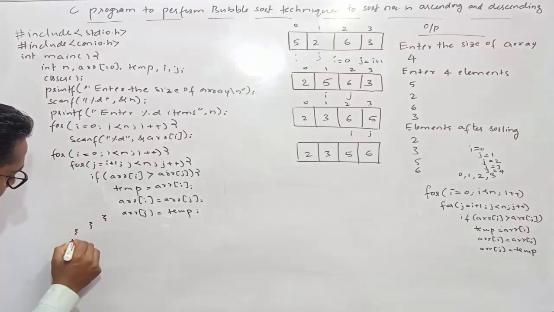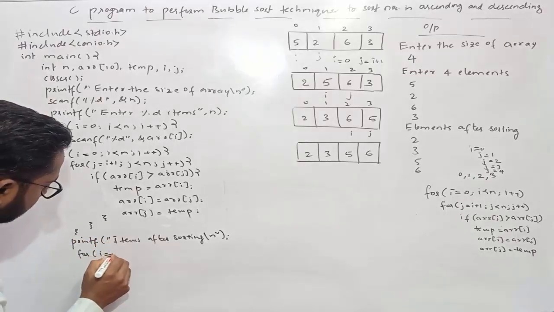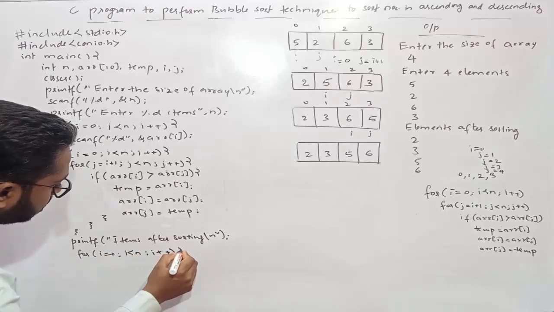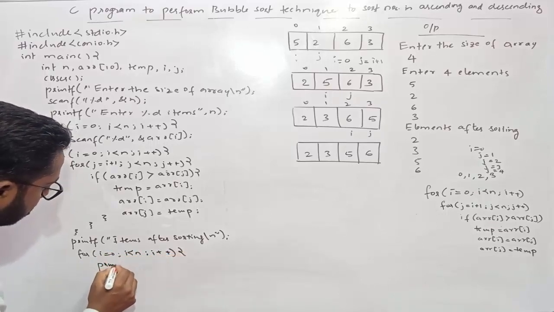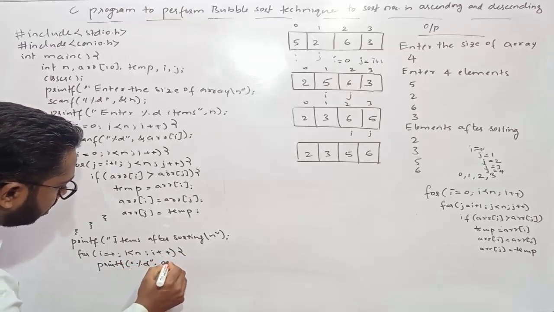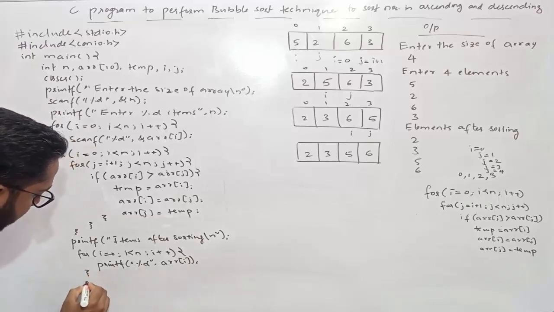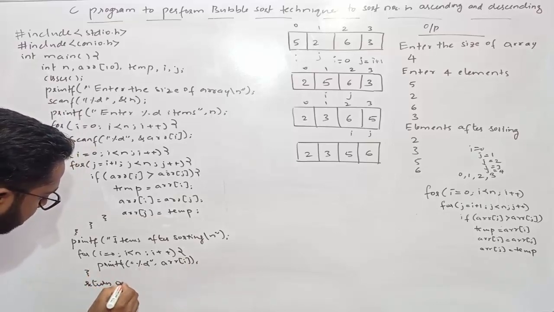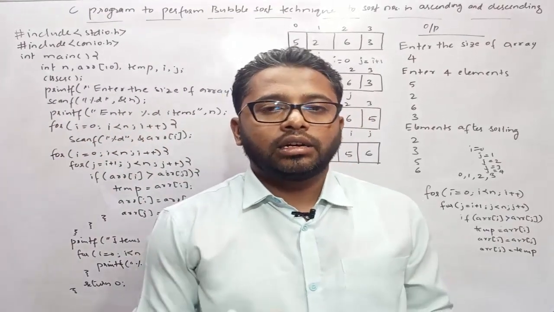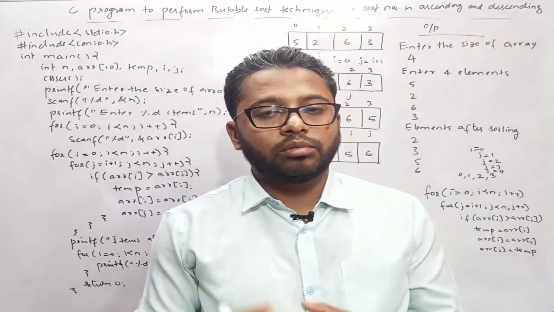Then I will print the sorted numbers for I equals to 0, I is less than n, I plus plus, printf %d and then array of I, and then at the end return 0. Okay. So this is how we can write a C program to sort the numbers in ascending order using the bubble sort technique.